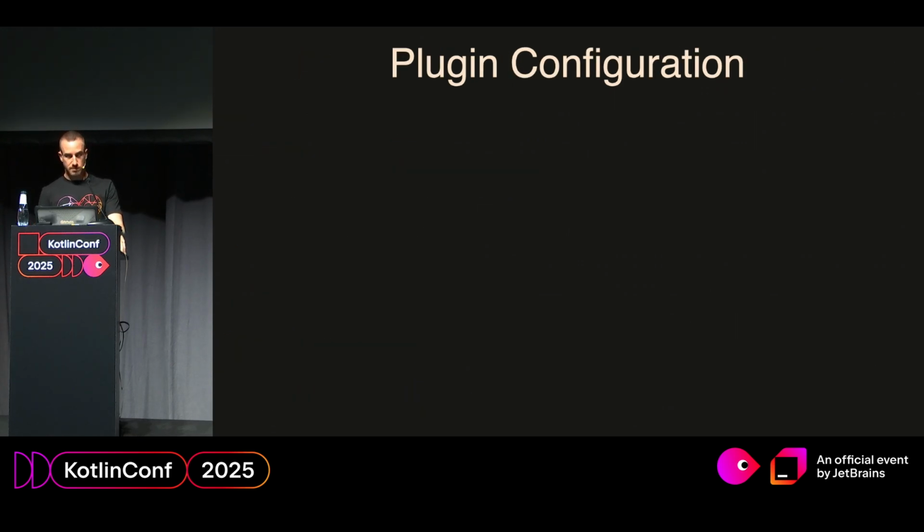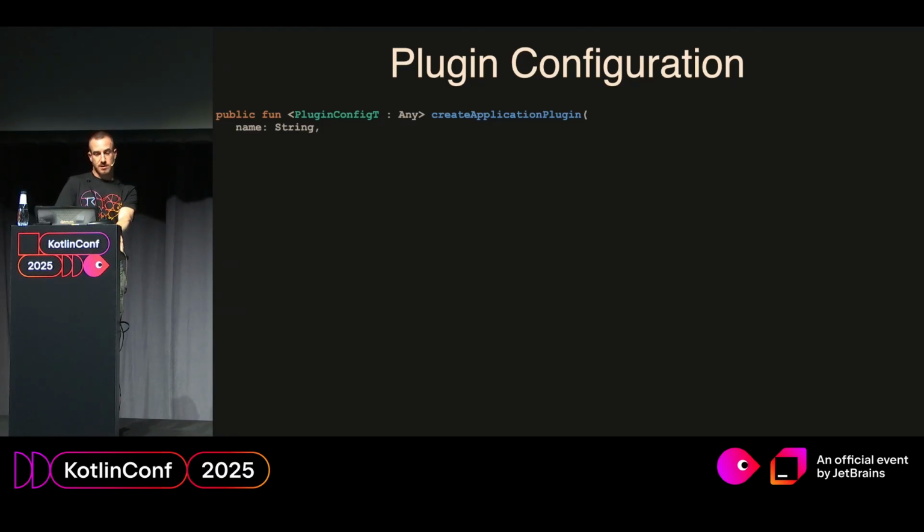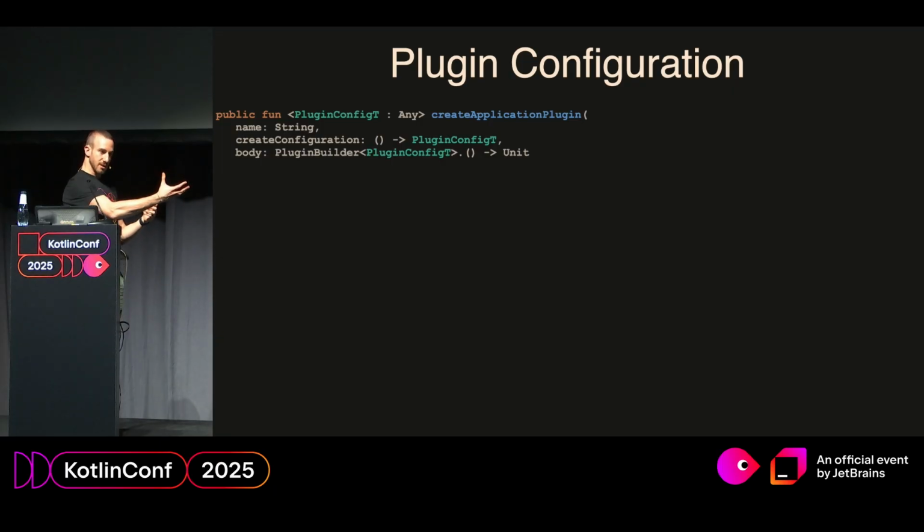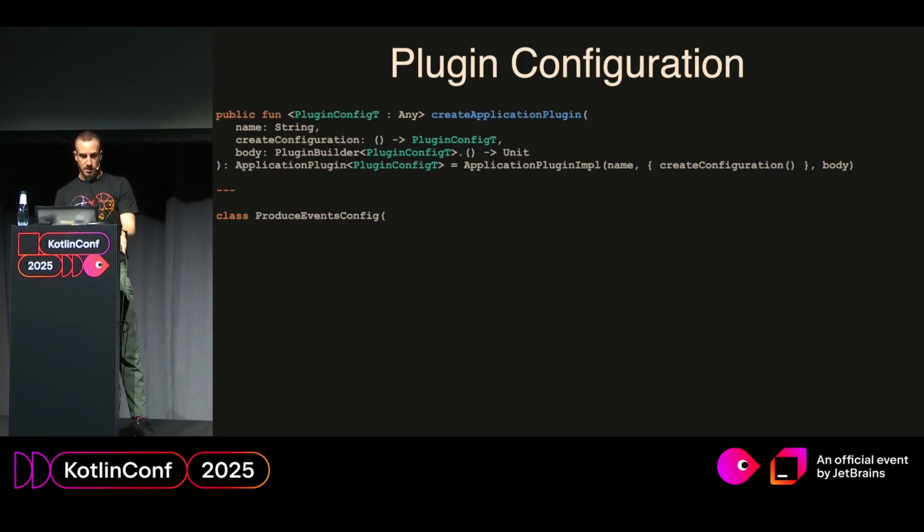So let's do a plugin configuration. This is the function for creating an application plugin with a configuration. So as before, it accepts a name, but this time it also accepts a block that would return your plugin configuration, which again is anything, and a body for working with the plugin builder. So now we're going to create our configuration. So we define this produce events config.